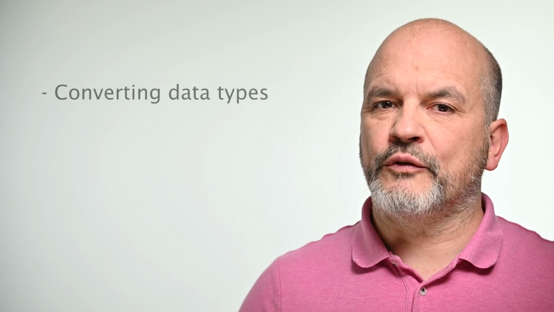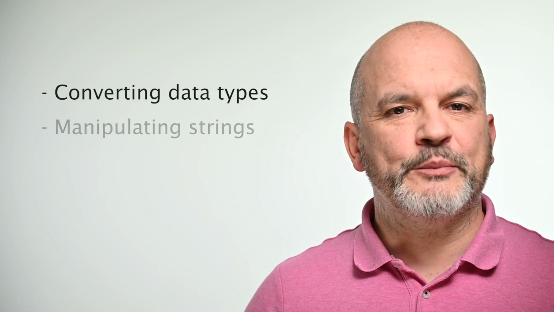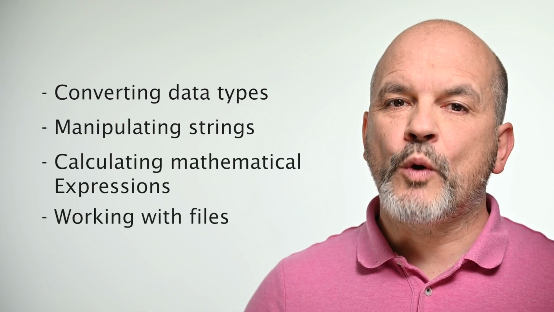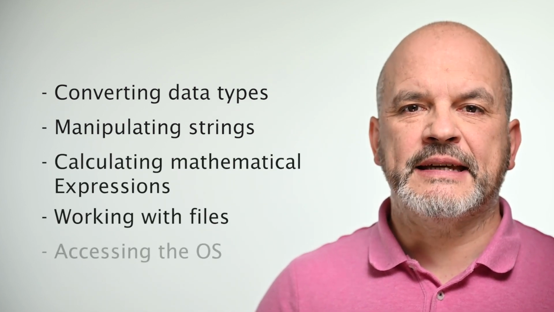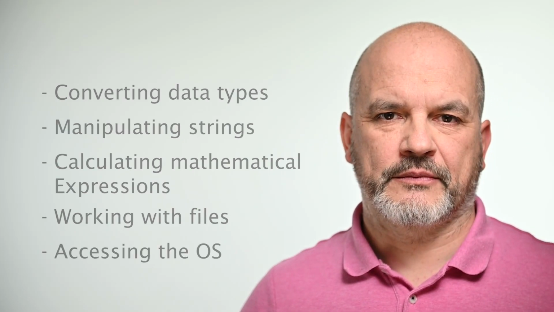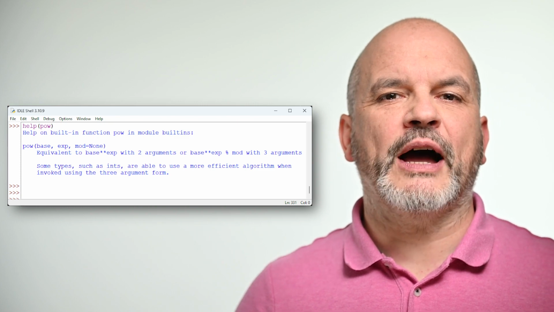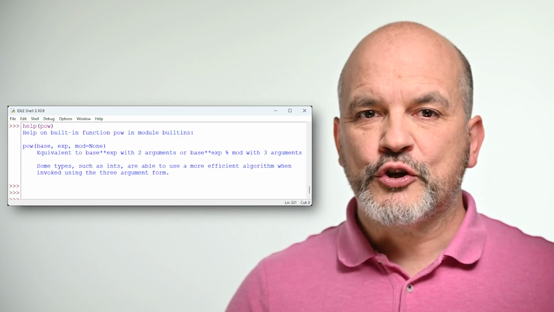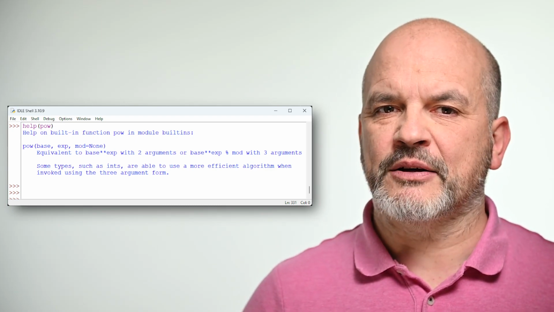As you can see, the Python language already provides some useful functions called built-in functions. They are used to perform common tasks such as converting data types, manipulating strings, calculating mathematical expressions, working with files, accessing the operating system. To use a built-in function, you need to know its name and the argument that it takes. Therefore, to be an efficient programmer, you need to learn to read Python's documentation.